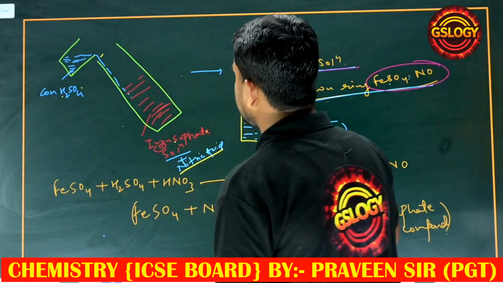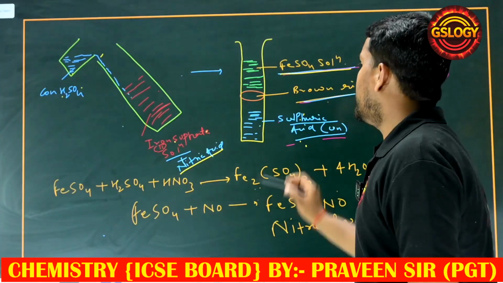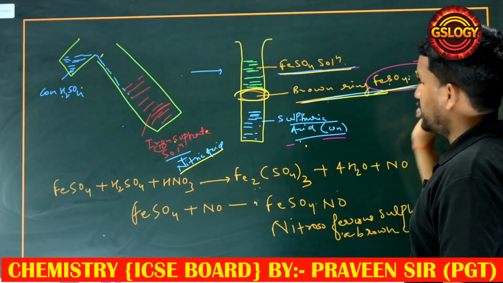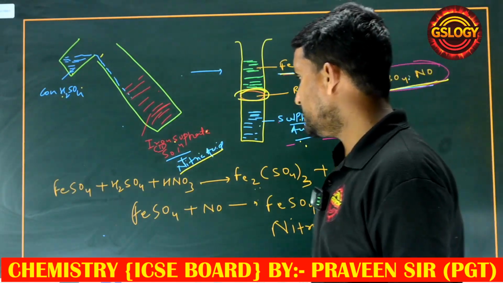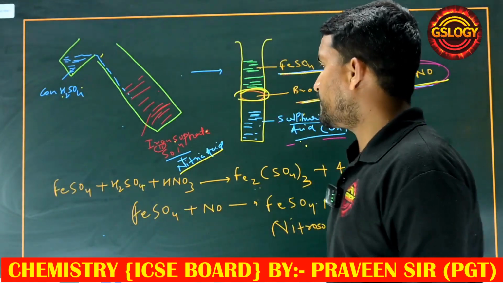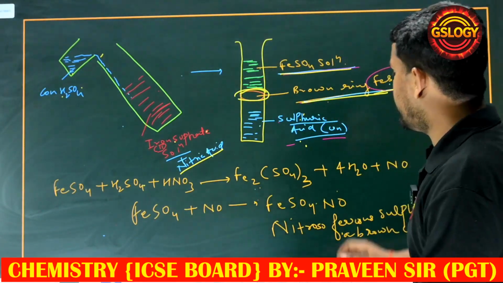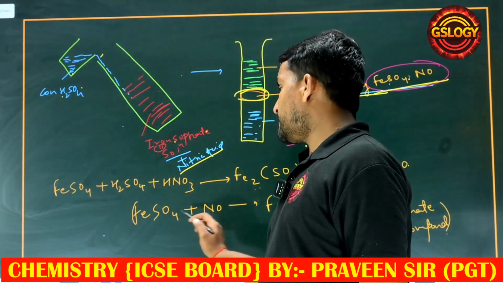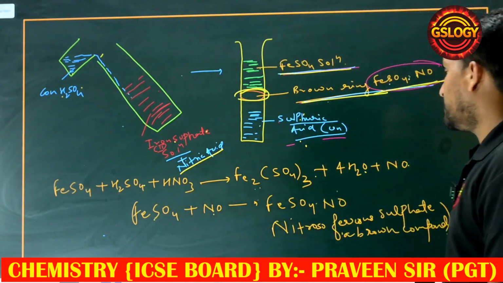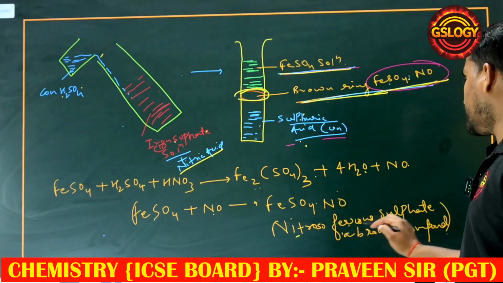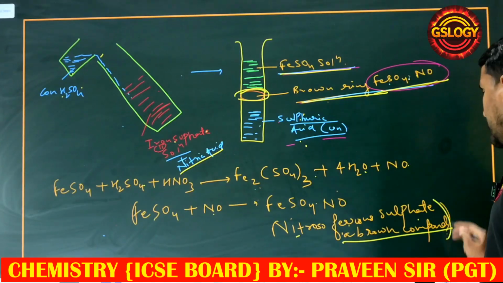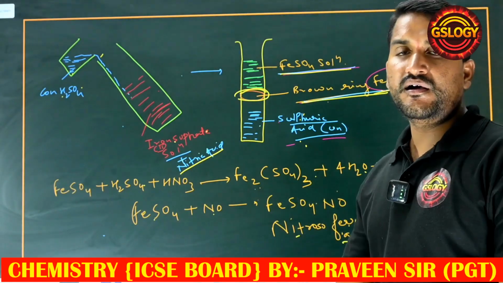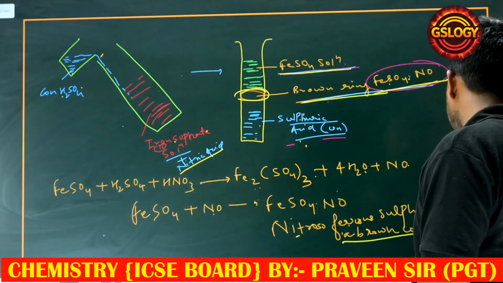Then here it is sulfuric acid and ferrous sulfate. What forms here? The brown ring of FeSO4.NO. Clear? FeSO4 and H2SO4 react with the nitric acid, then it will form ferrous sulfate, water, and nitric oxide. And this ferrous sulfate reacts with the nitric oxide to form nitroso ferrous sulfate, a brown compound. Got it everyone? So that is all about the brown ring test.